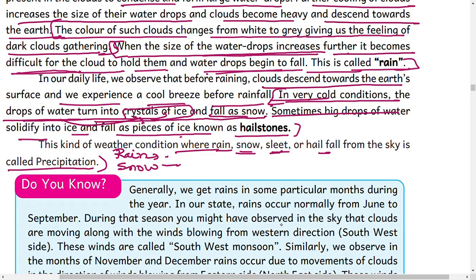And hail. Sometimes thunderstorm winds push water back up into the atmosphere. The water turns into ice coated with more water and is pushed up to freeze again. This will be called a hailstone, or sometimes big drops of water solidify into ice and fall as pieces of ice known as a hailstone. All these are called precipitation. These are all the examples of precipitation.